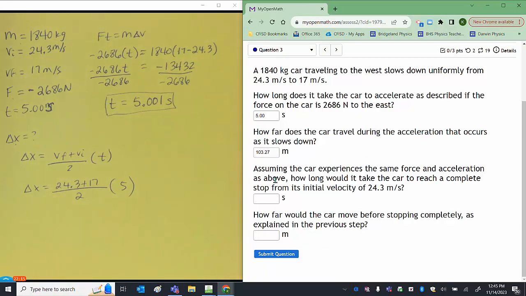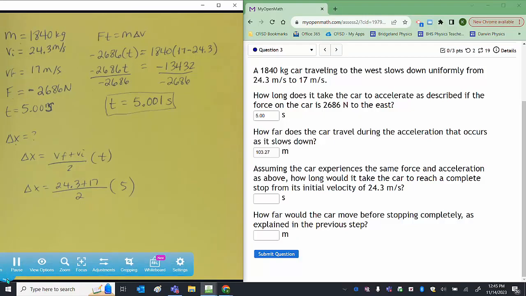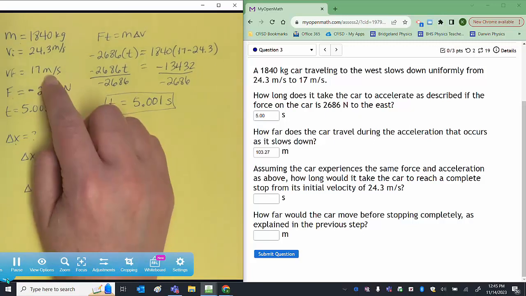All right, the next part again says, assuming the car experiences the same force and acceleration as above, how long would it take to reach a complete stop? So again, still a continuation of the same problem, but we're not going to use this delta x we just found. We're going to actually look and see how long it would take to go all the way to 0 instead of just to 17.